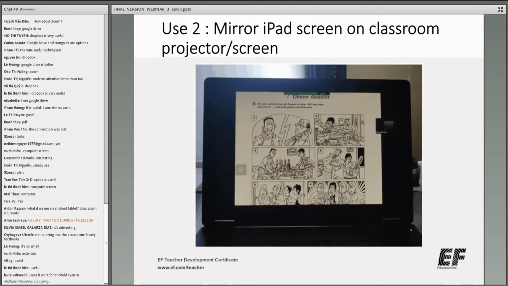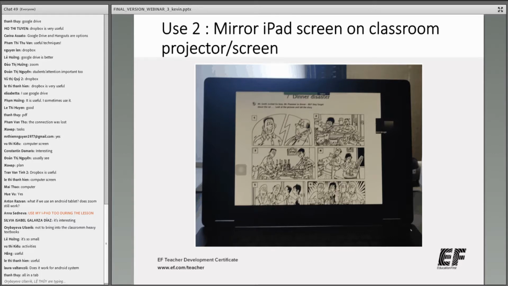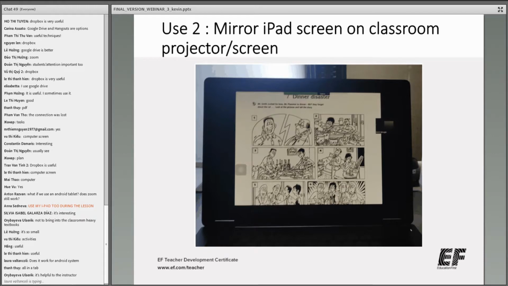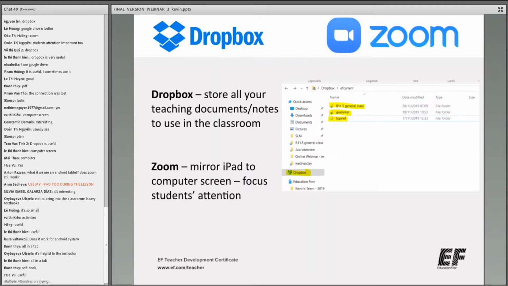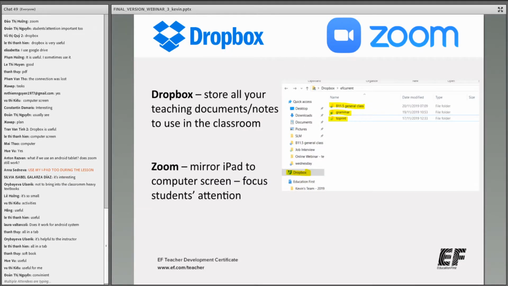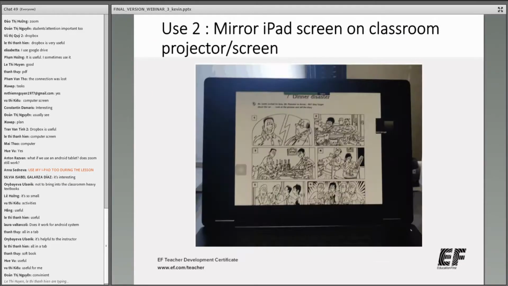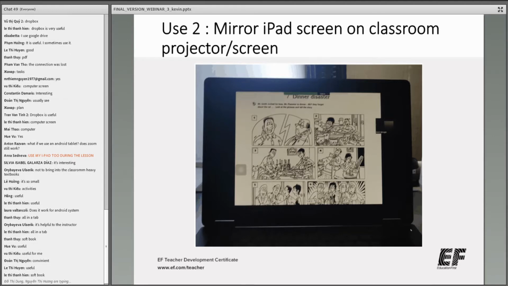Now, apart from that, the main benefit is this. So in each classroom, or in most of the classrooms, in every school, I guess, in many places in the world, there is a projector, or there is a computer screen. And what I do is I use this software that I spoke to you about before, which is called Zoom, ZOOM, to mirror the iPad screen.